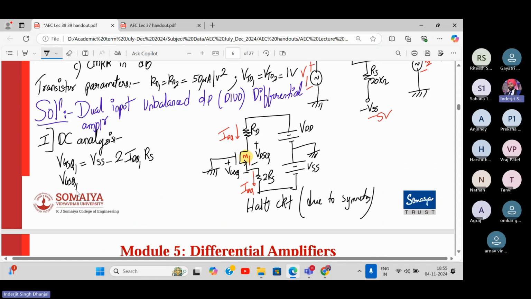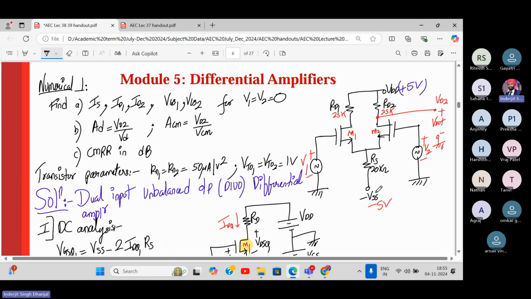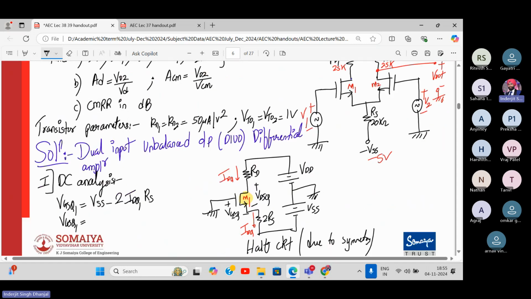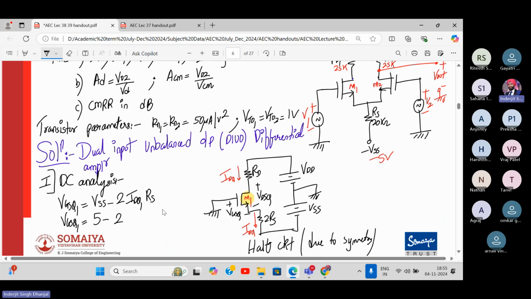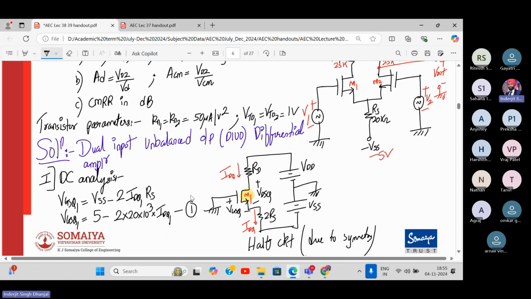So VGS1 will be equal to what? VSS is phi. Don't substitute it as minus phi, because the negative sign is already considered. So it's phi minus twice. How much is RS? 20K. So it will be phi minus 2 into 20 into 10 raised to 3 times IDQ1. This is equation number 1. Got it?